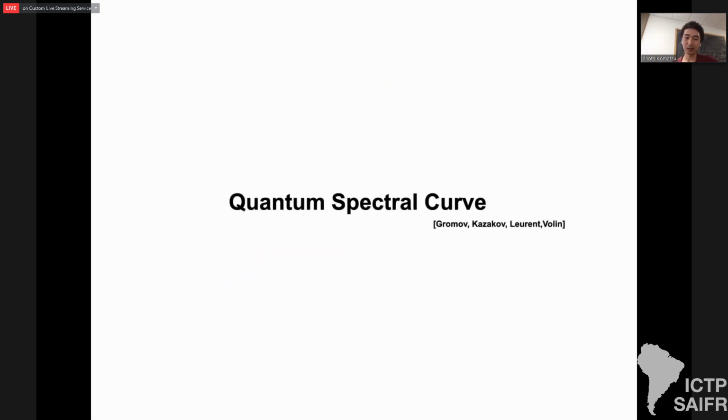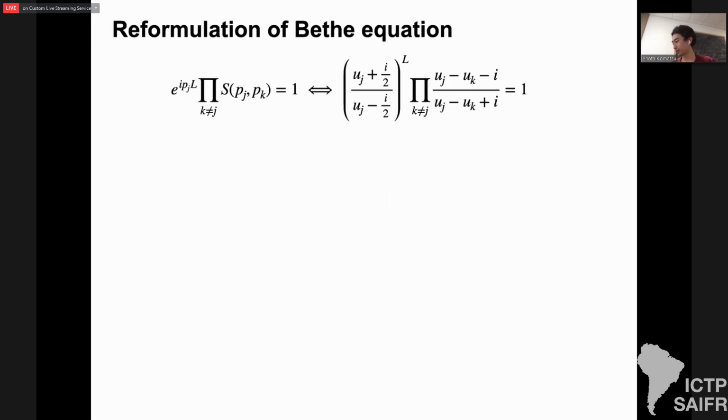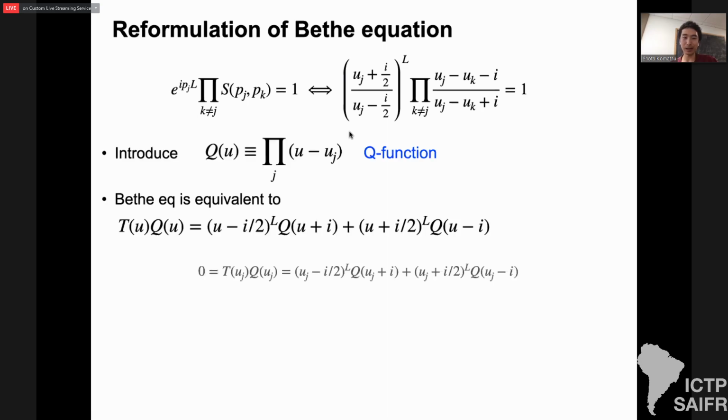That is the quantum spectral curve. So to tell you what the quantum spectral curve is, let me just go back to the simplest spin chain, which is the Heisenberg spin chain that I was talking about. For the Heisenberg spin chain, the Bethe equation, if you write it explicitly, you get this expression. And now I want to reformulate this Bethe equation. In order to do that, I introduce what's called the Q function, which is just a polynomial whose roots are given by this u_j.